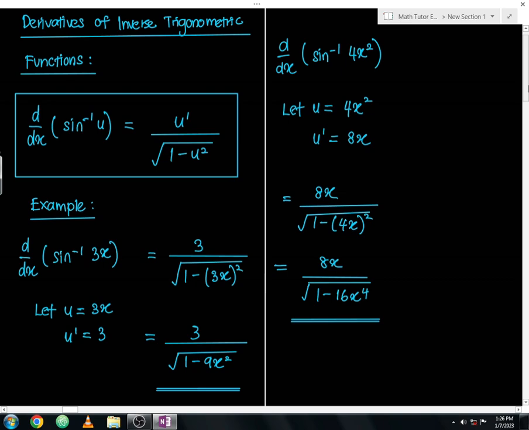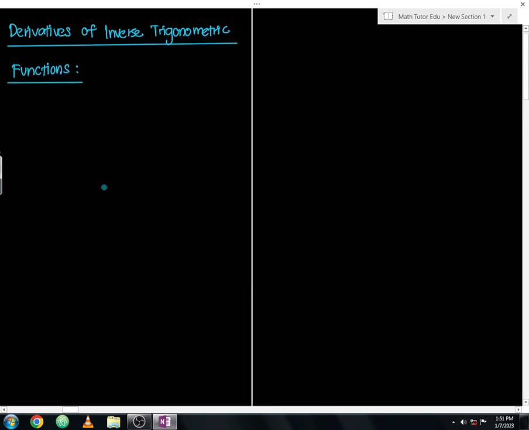I hope you understand the concept from the derivation of sine inverse. Let us proceed to the cosine inverse derivation. But before that, let us write down the formula for cosine inverse derivation. d over dx of cos inverse u equals negative u prime divided by the square root of 1 minus u squared.